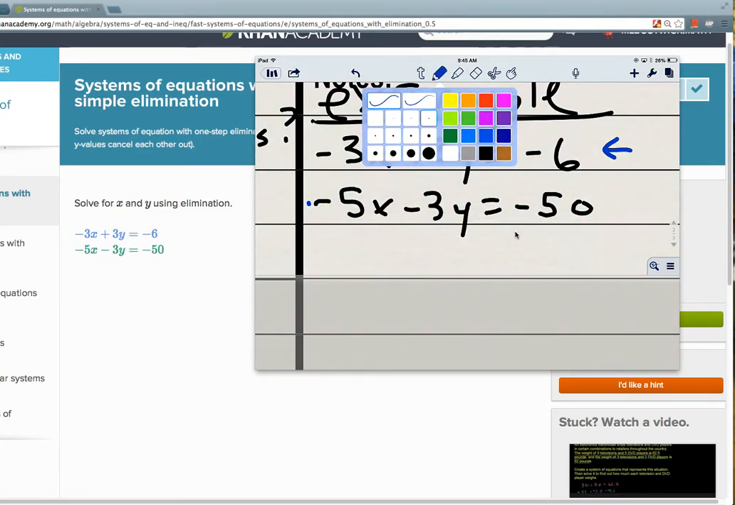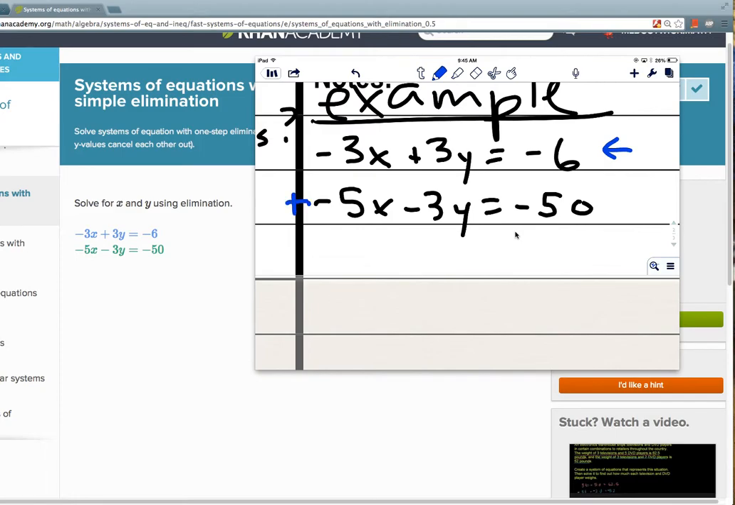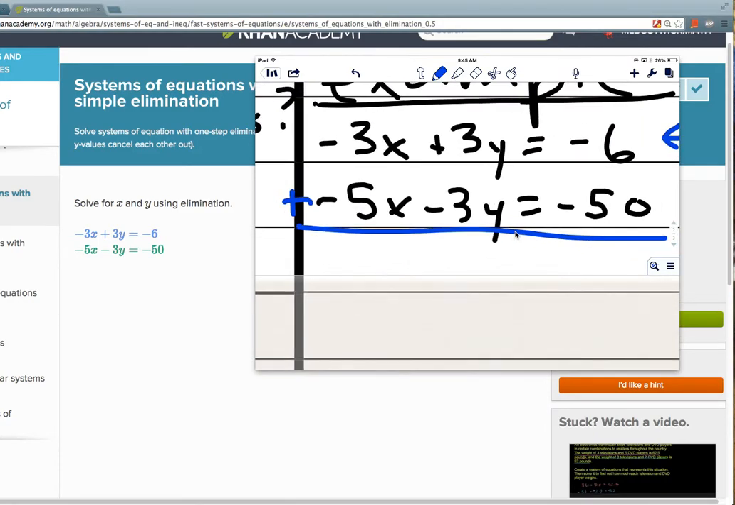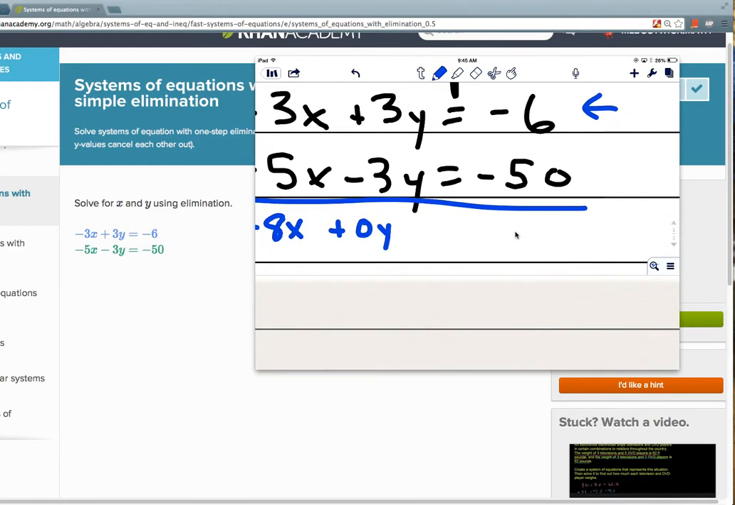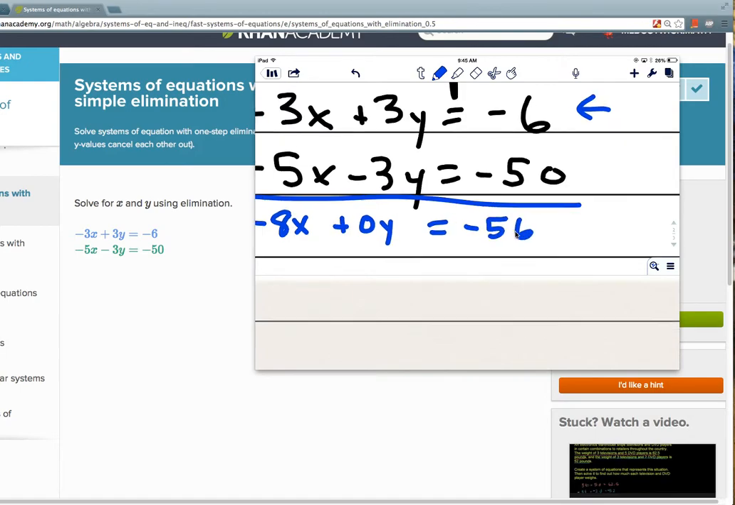I'll do this step in blue. So I add these two equations. I'm just going to add the like terms. And so I have negative 3x plus a negative 5x is going to give me a negative 8x. Plus 3y and minus 3y, they're going to give me 0y. And negative 6 plus a negative 50 is going to give me negative 56.